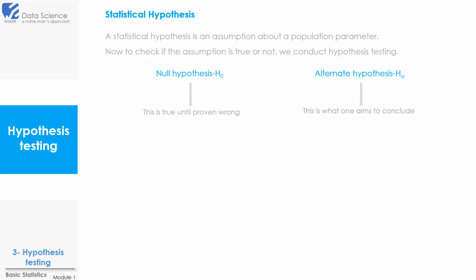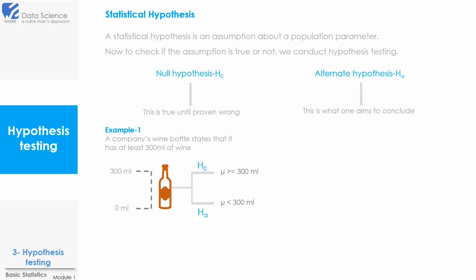Let's see a few examples. Suppose a company is selling wine and it claims that each bottle of wine contains at least 300 ml of wine. So the claim that bottle has on an average 300 ml of wine is true unless proven false. So this will be our null hypothesis. Mu is greater than or equal to 300 ml. Now what we wish to conclude to see if our null hypothesis is true or not, the average quantity of wine is less than 300 ml. Mu is less than 300 ml will be our alternate hypothesis.